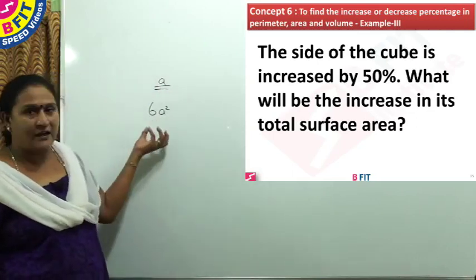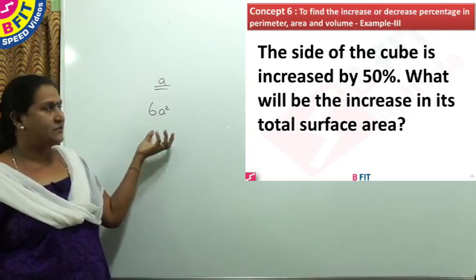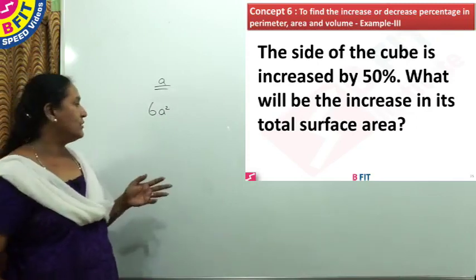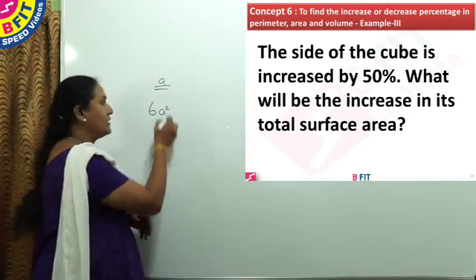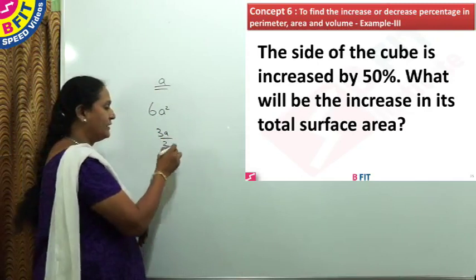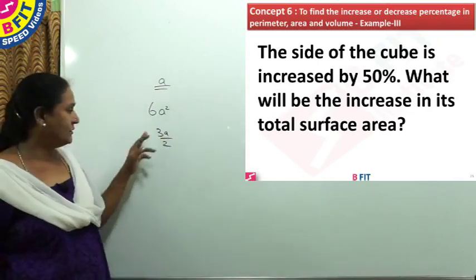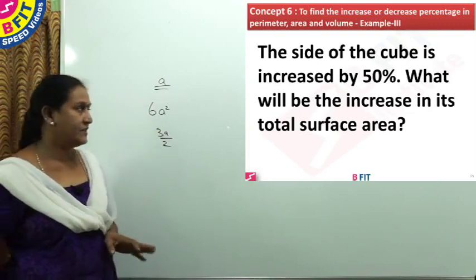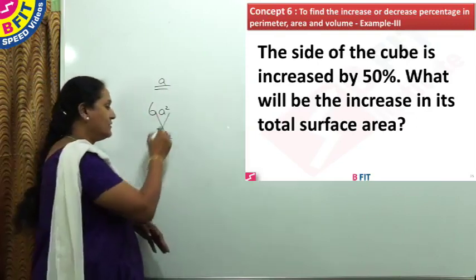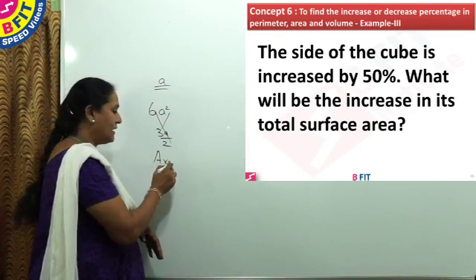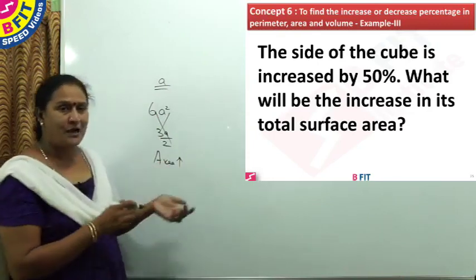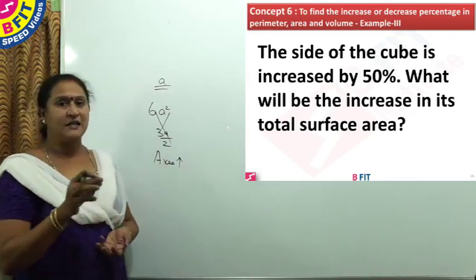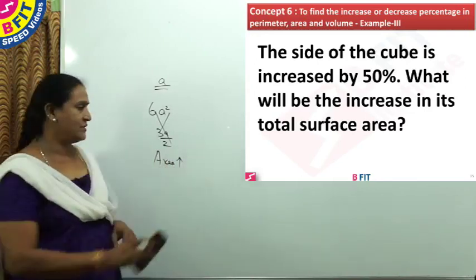So we have to find the total surface area, that is 6a square. When it is increased by 50% means half more. So the increased side will be, original side if it is a, increased side will be 1.5 times or 3a by 2. So with this we have to calculate the total surface area. So instead of doing all this, we are talking about area increase. So that is a two-dimensional increase. So we can use just this x plus y plus xy by 100 for two changes.